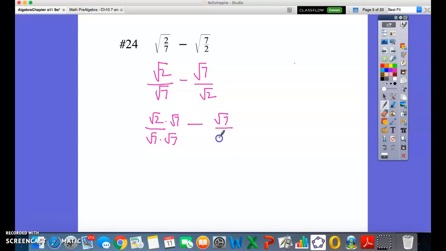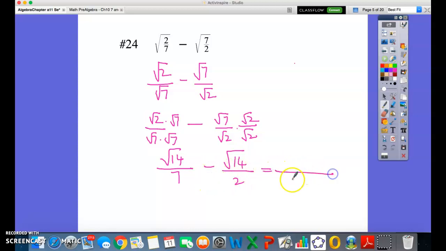And for this one, to rationalize, we need to multiply both by square root of 2. So then I get the numerator, square root of 14 over 7. Now I rationalize. 7 is a rational number. And this will be square root of 14 over 2. Now this is just like any other fraction. So I take the LCD, which is 14. So 7 goes into 14 twice. So 2 radical 14 minus 7 radical 14, which is equal to negative 5 square root of 14 over 14.